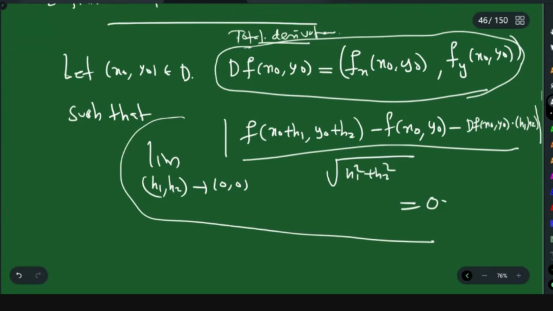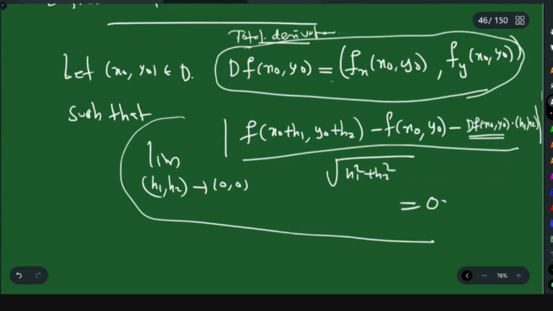So f of x0 plus h1, y0 plus h2, minus f of x0 y0, minus df at x naught y naught dot h1 comma h2. This is in fact your del f, the gradient of f at x naught y naught. That is in fact the derivative of the function. If the derivative exists, it should be del f, and it is given by this equation. So this quantity should be 0. Only then can we say this will be the derivative. So the derivative is the quantity which satisfies these equations.